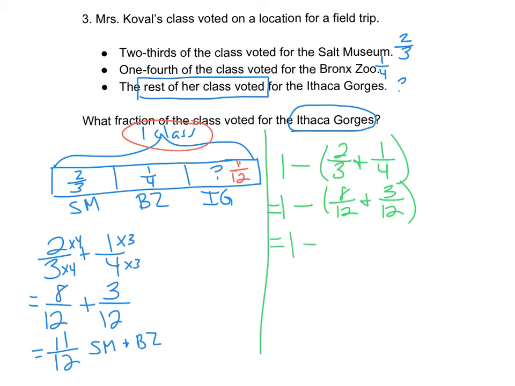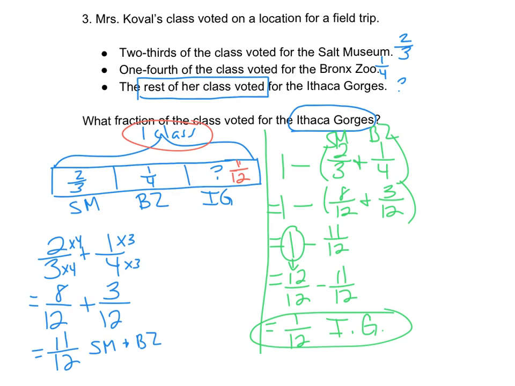1 minus 11/12. Well, I'm going to convert that 1 whole into a fraction. So I know my denominator has to be 12. So for 1 whole and my denominator being 12, what do we know? The numerator has to be 12. It's got to be the same. So 12/12 minus 11/12. So 12 minus my Salt Museum and my Bronx Zoo is equal to 12 minus 11 is 1/12. So that must be my Ithaca Gorges.